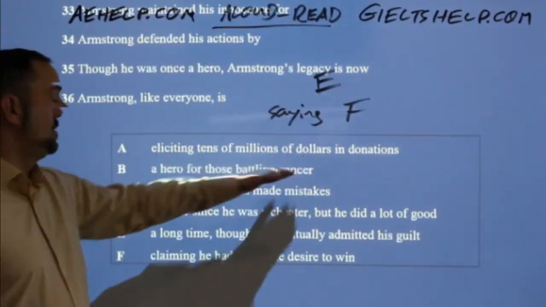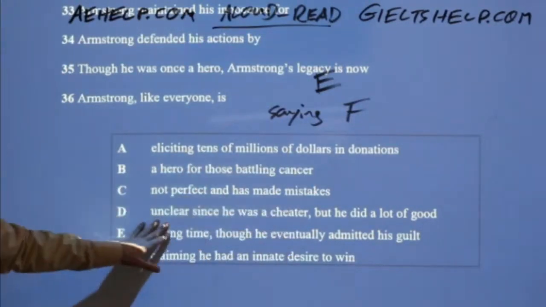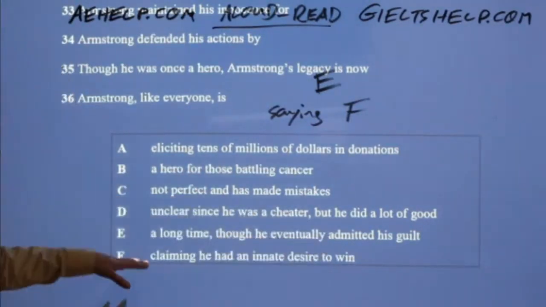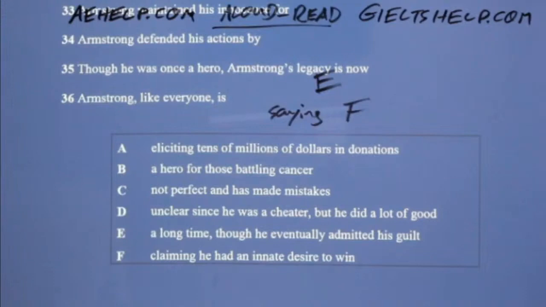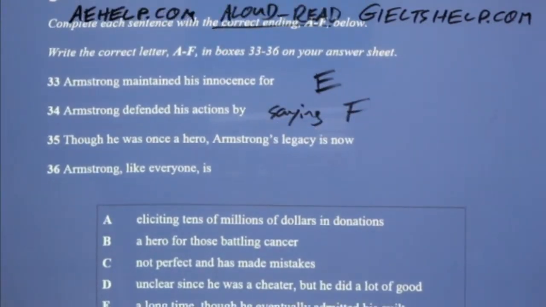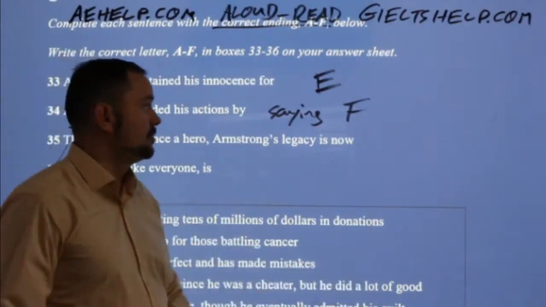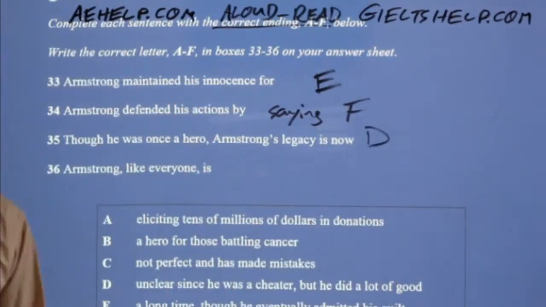Eliciting tens of millions of dollars in donations, a hero for those battling cancer, not perfect, and he has made mistakes, unclear since he was a cheater, but he did a lot of good. A long time, though he admitted eventually his guilt. Which is the best match here for number 35? Okay, so though he was once a hero, Armstrong's legacy is now, yeah, D, unclear since he was a cheater, but he did a lot of good. Right? Okay, so that's the best match for sure.